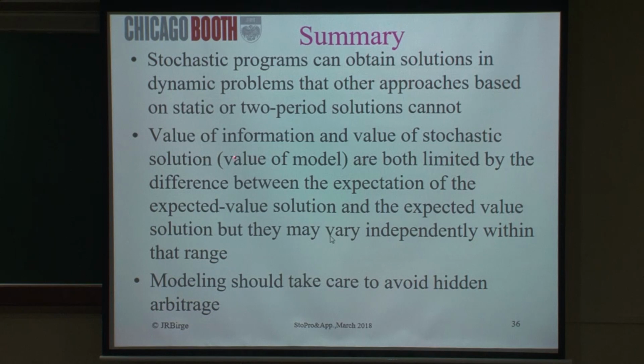The value of information and the value of the model are limited by the difference between the expectation of using the expected value solution. So if I take that and I compare it to the expected value solution, so this one is like a high cost. This is the low cost, biased, low cost. They're both limited by that, but they vary independently. So one can be high and the other can be high or low. So they have different values. So sometimes you get more from model, sometimes more from information.